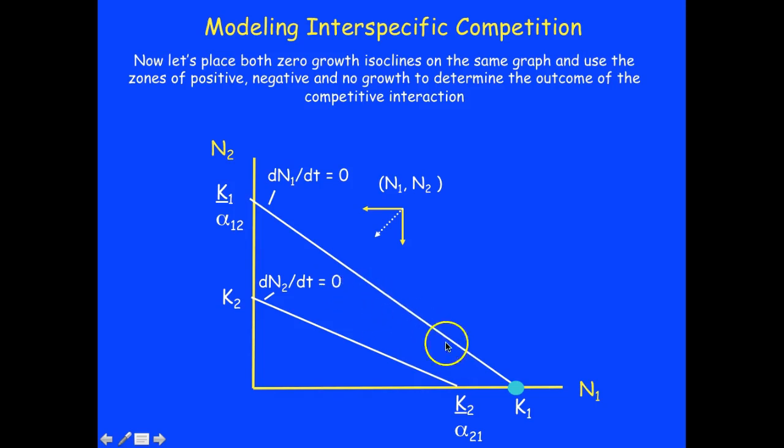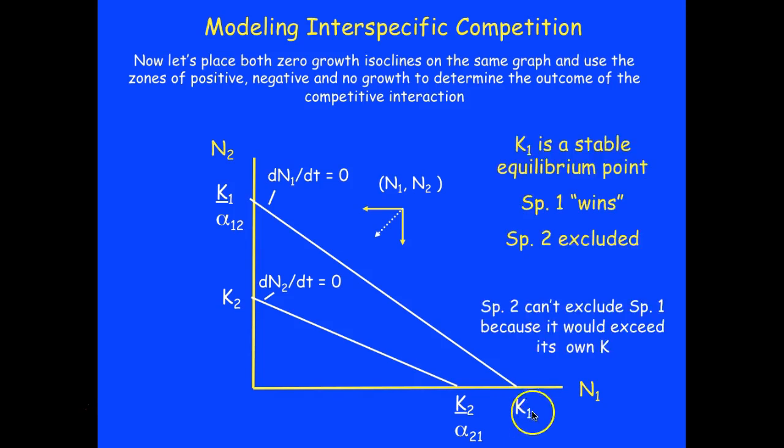So the no-growth isocline for species 1 is higher than species 2, so the stable equilibrium point will be the carrying capacity of species 1. So the equilibrium point is K1. Species 1 wins because its no-growth isocline is above species 2, and species 2 cannot exclude species 1 because anywhere along this no-growth isocline is above the no-growth isocline for species 2. So anywhere along this no-growth isocline, the growth rate will be negative for species 2.